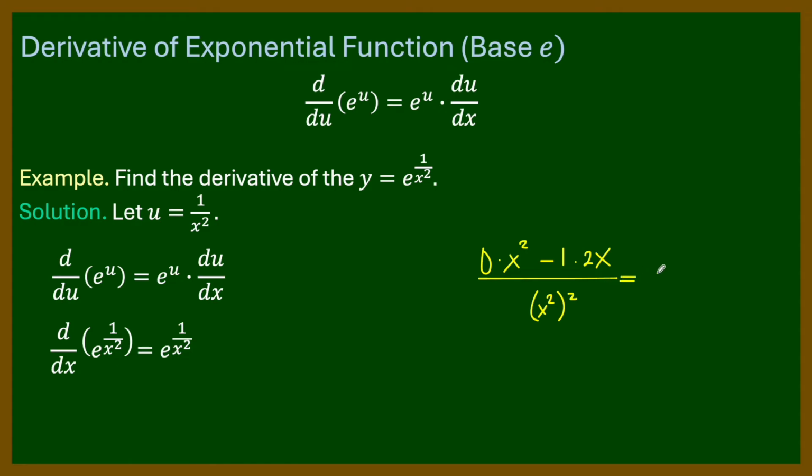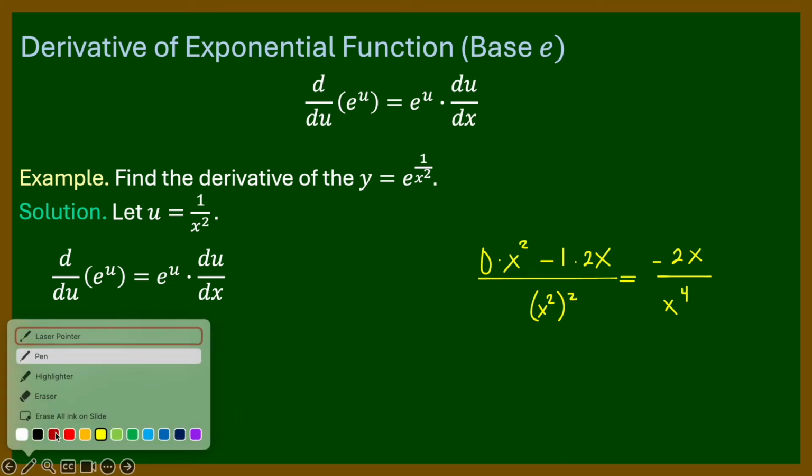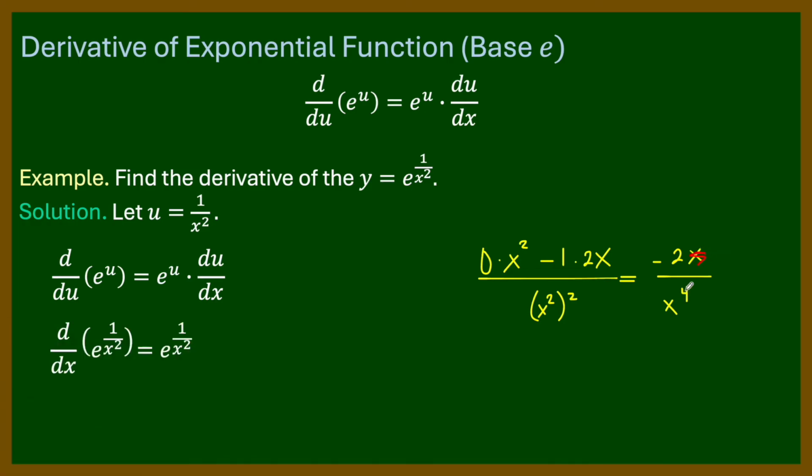By simplifying, we have negative 2x all over x raised to 4. Since we have an x term under the numerator and an x term under the denominator, we can cancel this one. So, it will yield negative 2 over x cubed. And then, simplify, we will obtain negative 2 e raised to 1 over x squared all over x cubed.